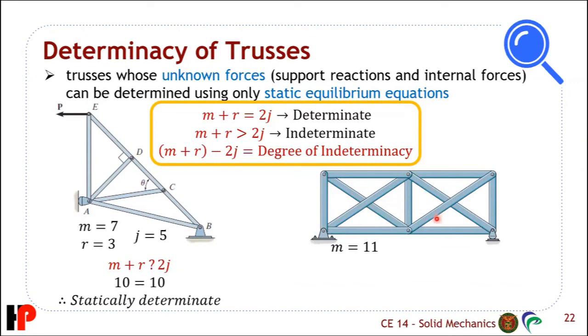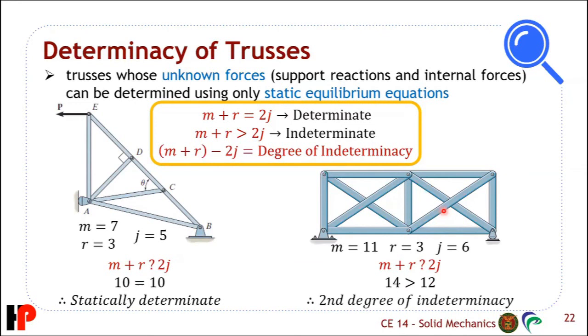Now, the number of reactions, pin and a rocker, so R equals 3. Number of joints, 1, 2, 3, 4, 5, 6. So, walang joint sa gitna. Ayan, walang pin nakalagay. So, J equals 6. So, compare M plus R to 2J, you get 14 greater than 12. So, second degree of indeterminacy.